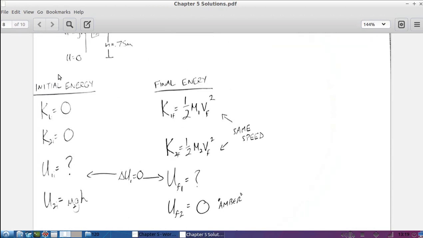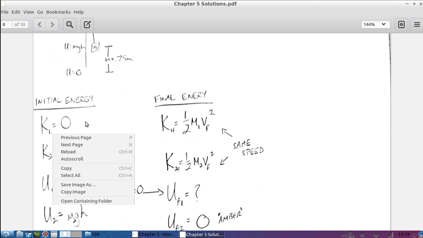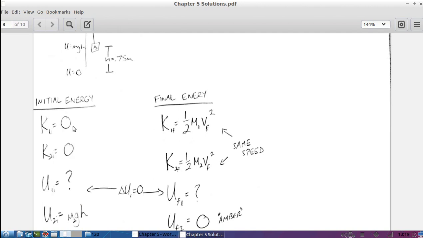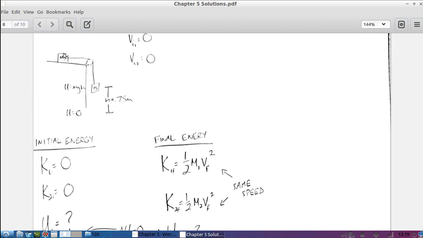So let's write all the initial energy of the system. The system is released from rest, so there's no kinetic energy. Block 1 has no kinetic energy. Block 2 has no kinetic energy. Block 2 has some potential. I'm going to say the lowest point that M2 can fall is zero potential.